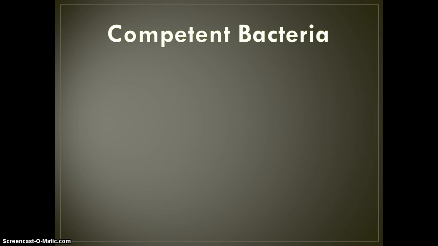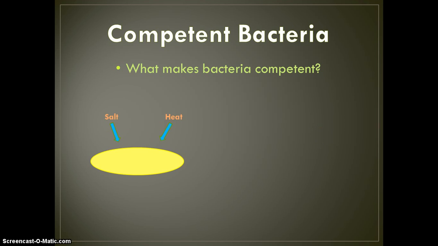Finally, let's look at competent bacteria. What makes them competent? Competent just means we make holes in the outer membrane and the cell wall that allow DNA to enter the cell. There are two ways to make bacteria competent. One way is to put the bacteria in a salt solution. This makes them chemically competent so that with a short heat shock, the holes form and DNA enters.